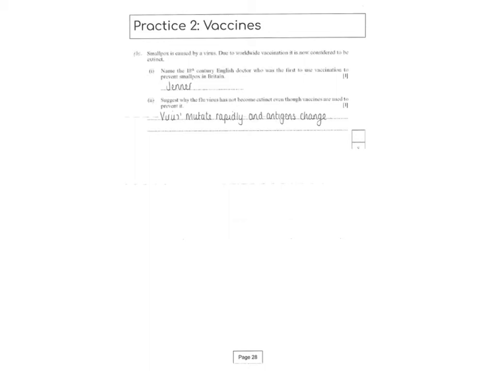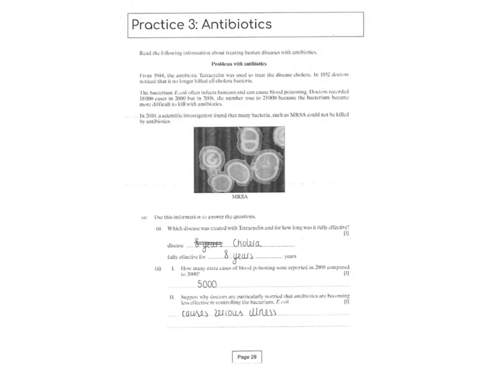Smallpox is caused by a virus and, due to worldwide vaccination, is now considered to be extinct. Name the scientist who used vaccinations first. It is Edward Jenner. Just put the surname, because if you get the first name wrong, you will lose the mark. Suggest why the flu virus has not become extinct, even though vaccines are used to prevent it. It's because viruses mutate rapidly and the antigens change, so we constantly need to have new vaccines.